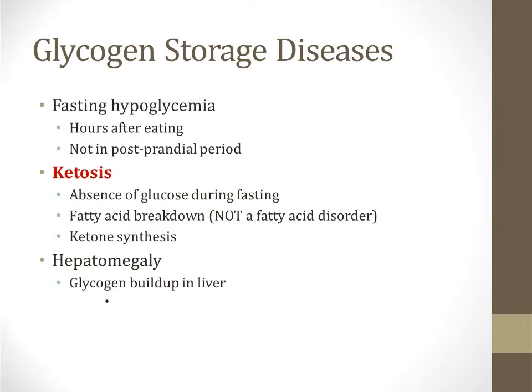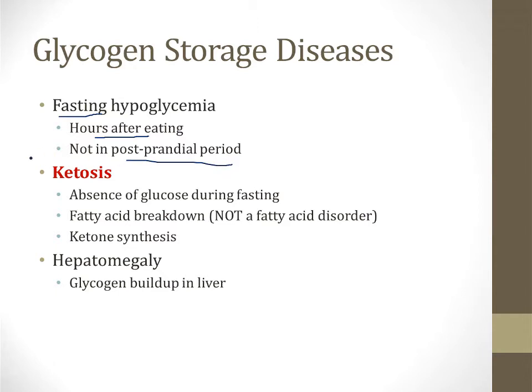So let's talk about how to recognize these two glycogen storage diseases now. Babies who have a glycogen storage disease develop fasting hypoglycemia, and the key word is fasting. They can't break down glycogen to maintain their blood sugar levels in the fasting period. So the hypoglycemia is going to present hours after eating, not immediately after eating. In other words, it won't present in the postprandial period.